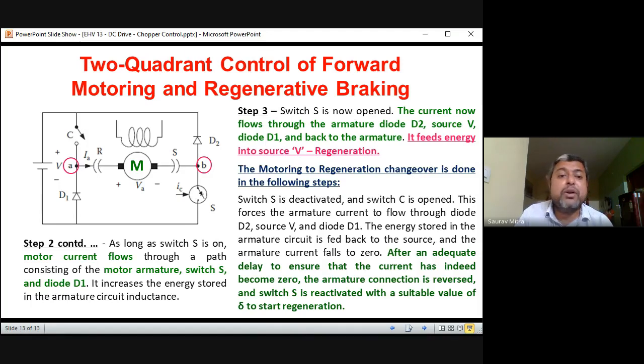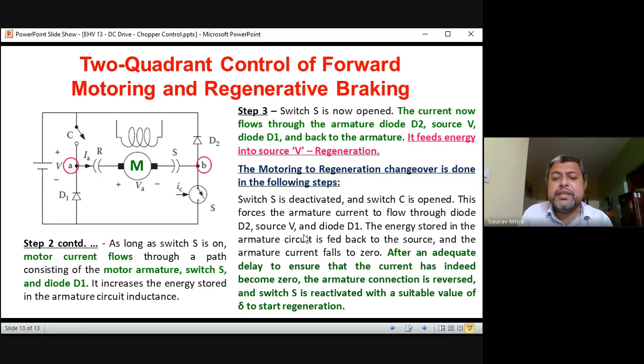So it will happen how long? As long as the negative voltage, whichever is created because of sudden opening of C, as long as that voltage is high, as long as that voltage is keeping the D2 and D1 short circuited, for that much time, this regenerative voltage will keep on getting added with the supply V. So the energy stored in the armature circuit is fed back to the source, and the armature current falls to zero. So slowly this voltage will diminish and the current will become zero.